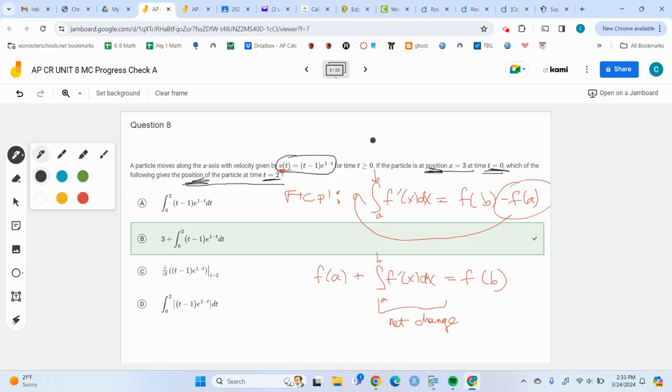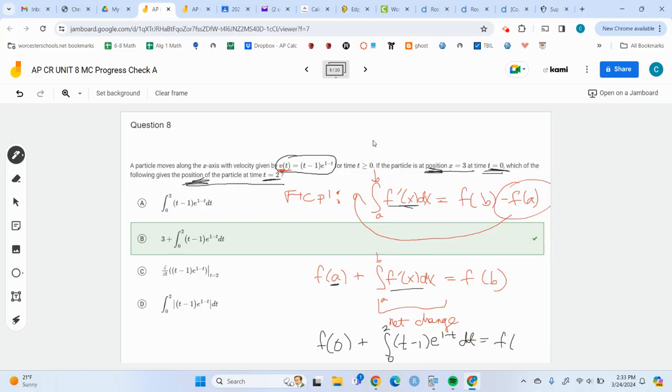All right, let's personalize this here. This would say, well, what's my starting time, I guess? Time equals 0. Plus the integral, my time starts at 0 and ends at time 2. Instead of f prime, I need to put velocity, t minus 1 e to the 1 minus t dt. That will equal my function at b, which is 2. Okay, what is f of 0? f of 0 is 3, so I'm going to put 3 here. So 3 plus the integral from 0 to 2. Yep, bingo, we got it.